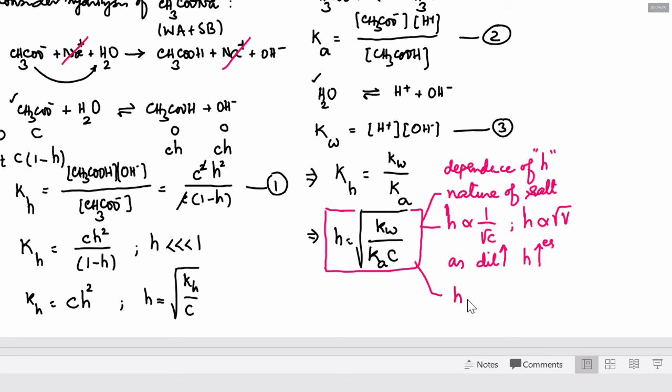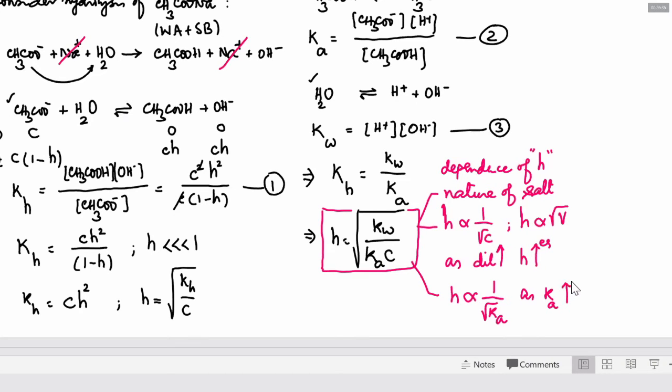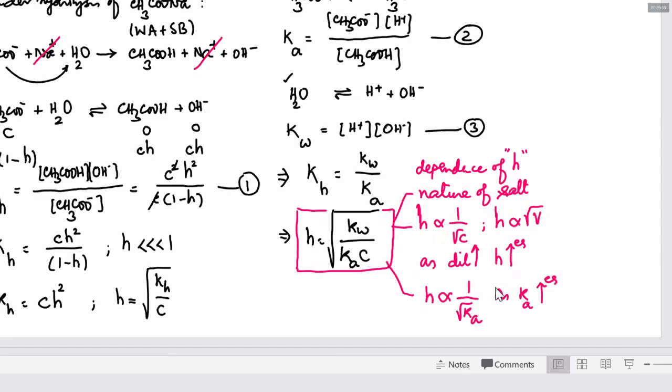Next, sir, it depends upon Ka value. How does it depend upon Ka value? h is inversely proportional to root of Ka. What is the meaning of that? As Ka increases, h decreases. Now, what is the meaning of Ka increases? Ka increases means the acid is becoming stronger and stronger.